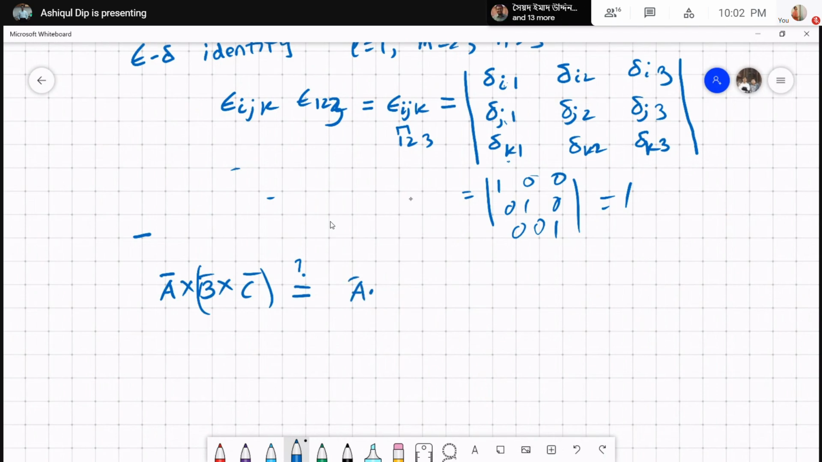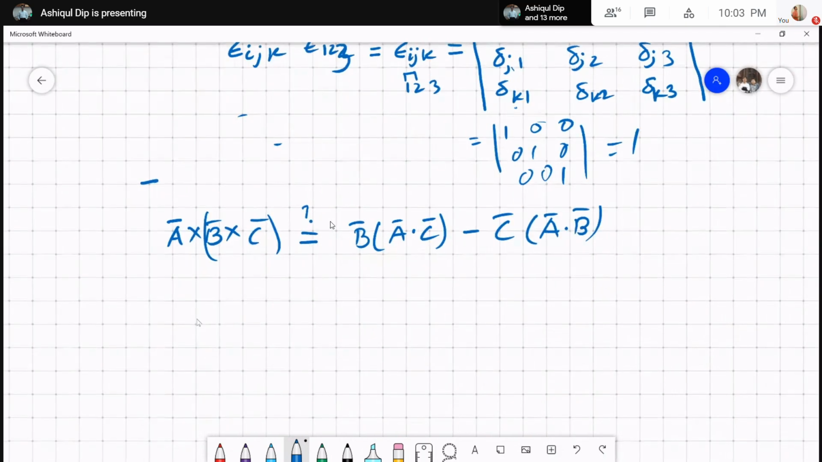Recap: BAC minus CAB, right? So B vector times A dot C minus C times A dot B. Can you prove that using this identity? Answer is yes. Using Levi-Civita? Yes. So we can write just the ith component of this thing.